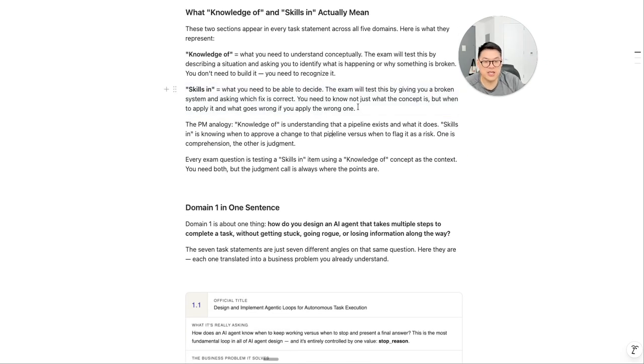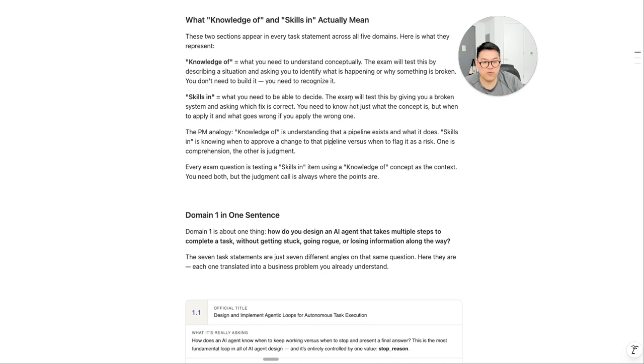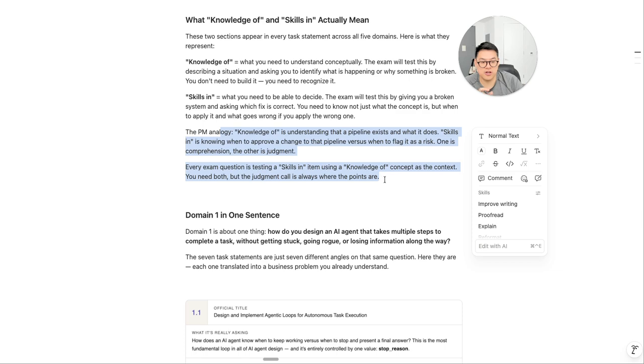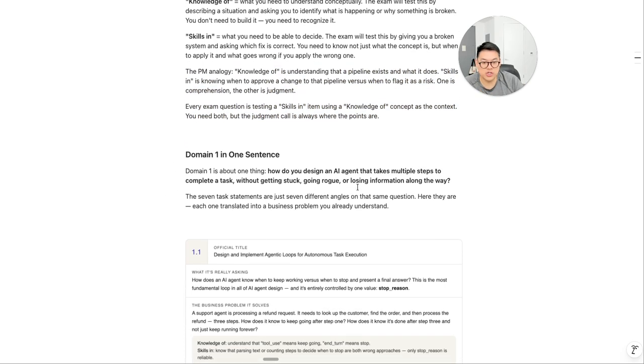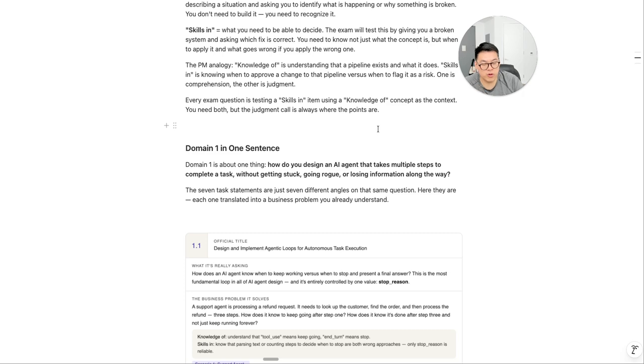Skills in: what you need to be able to decide. The exam will test this by giving you a broken system and asking which fix is correct. You need to know not just what the concept is, but when to apply it and what goes wrong if you apply the wrong one. The PM analogy: knowledge of is understanding, and every single question is testing your skills in, using a knowledge of concept as the context. You need both, but the judgment call is always where the points are.